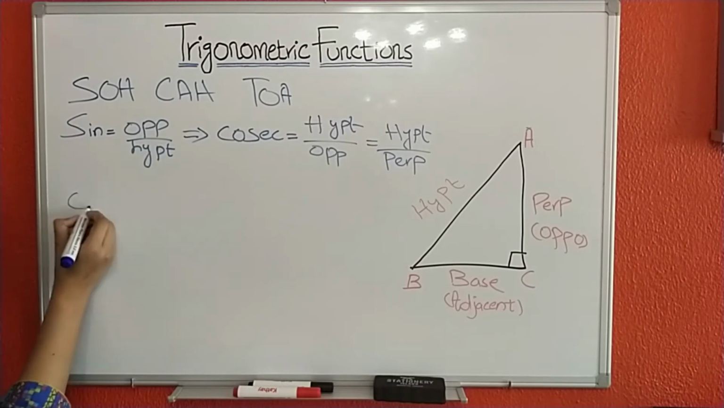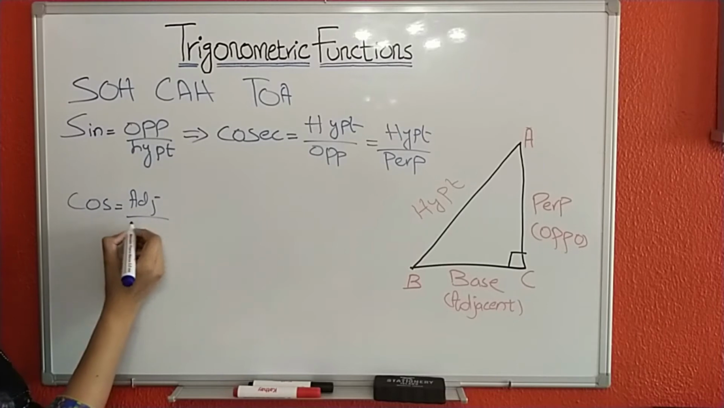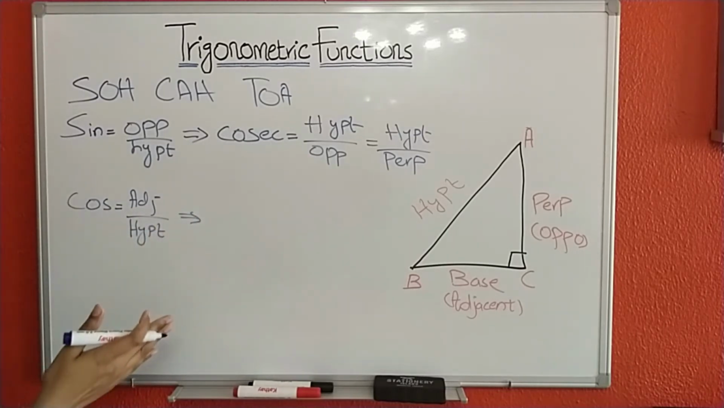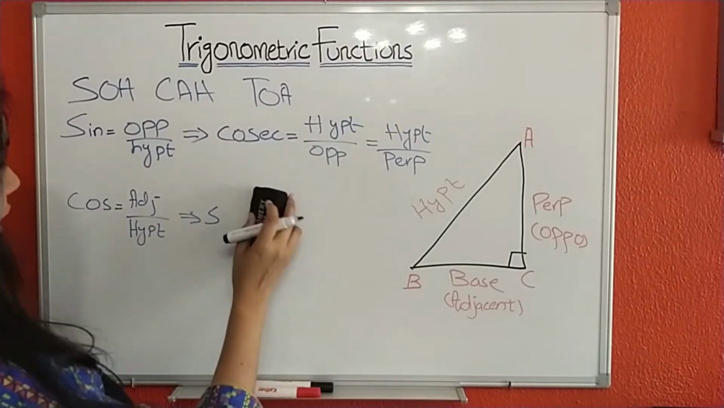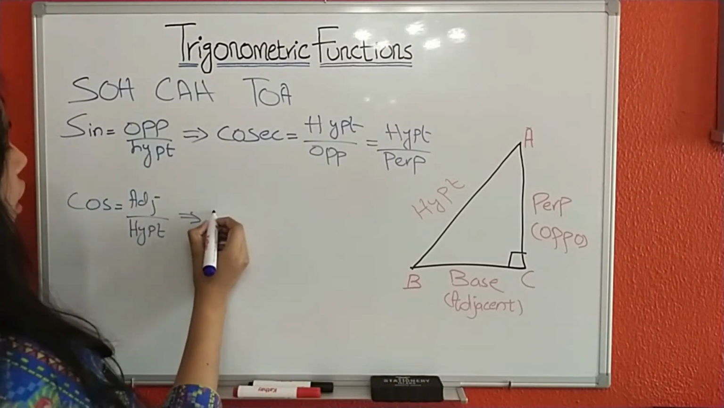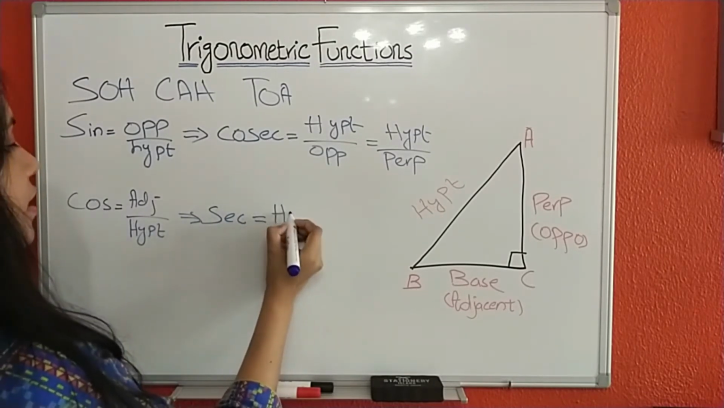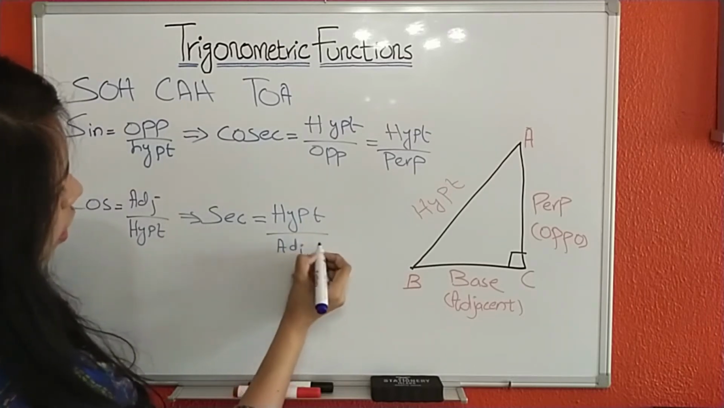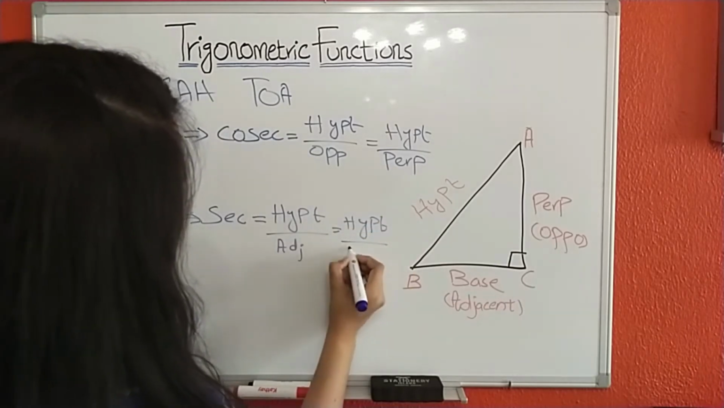CAH means cos is equal to adjacent side upon hypotenuse, and its reciprocal is secant. Sorry, the reciprocal is secant, not cosecant. Cosecant is the reciprocal of sine. So secant is equal to hypotenuse upon adjacent, or we can also write it as hypotenuse upon base.